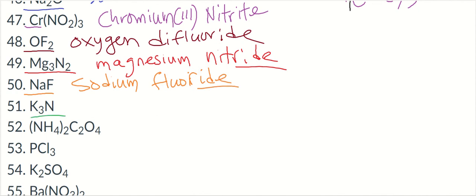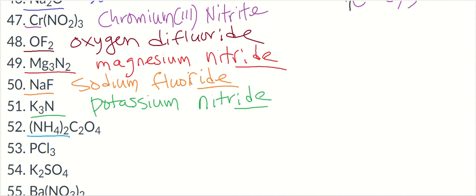There's another one, three in a row. Just write the name of the cation, and then the name of the anion, and if it's an element, end in IDE. All right, ammonium is the cation. Just write the name of the cation. And then oxalate, just write the name of the anion.